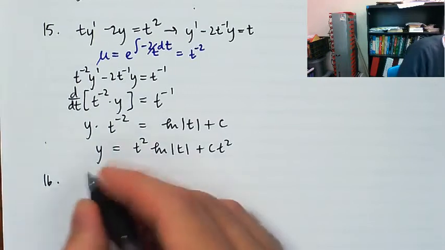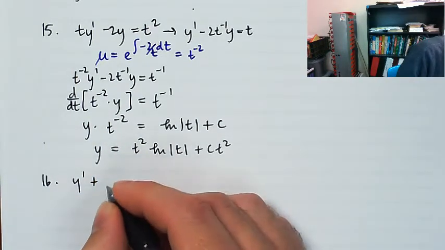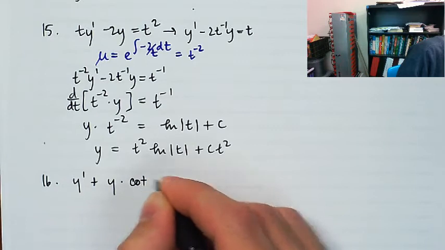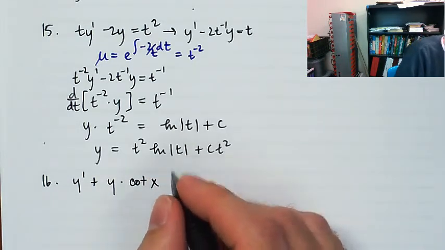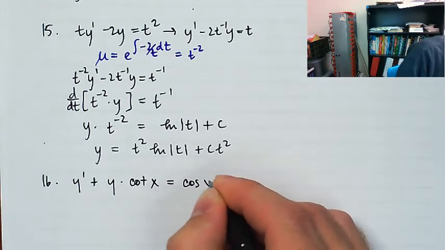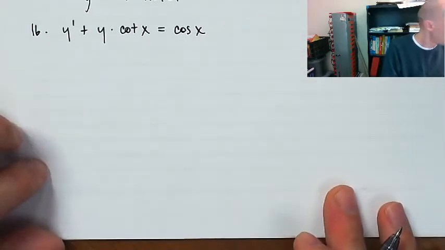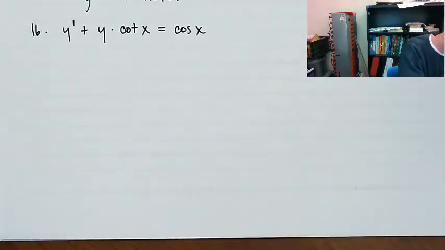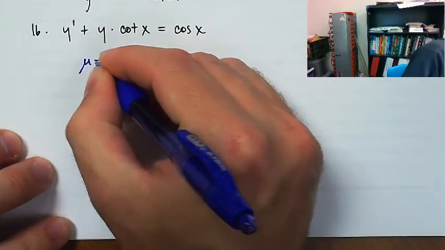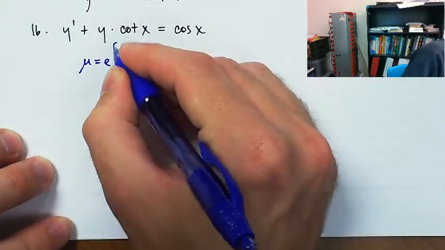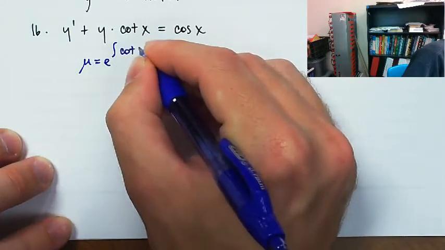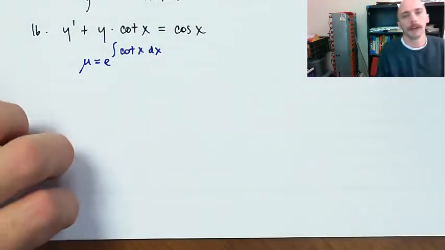I've just got 2 more. y prime plus y times cotangent x. Oh yes, some people were telling me about this one. Okay, plus y times cotangent is equal to cosine. Well, okay, I'm going to need mu equals e to the antiderivative of cotangent x dx.